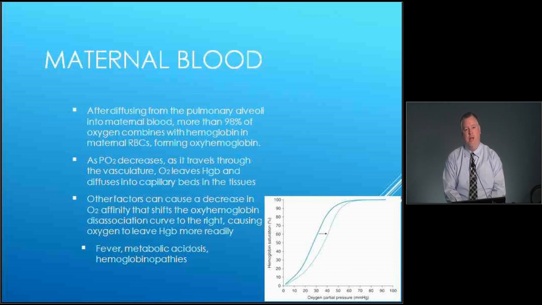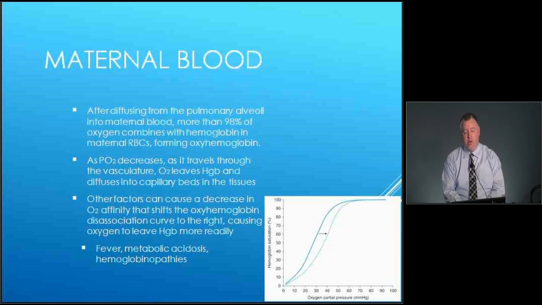There are other factors that can cause a decrease in the O2 affinity, and those things will shift the oxyhemoglobin dissociation curve to the right, which causes oxygen to leave the hemoglobin more rapidly. If you look at the picture there, you see the normal oxyhemoglobin dissociation curve. At the bottom, that's measuring our partial pressure of oxygen in millimeters of mercury, and going vertically on that graph is the oxygen saturation. And remember, that's telling us how saturated the hemoglobin is with oxygen molecules.